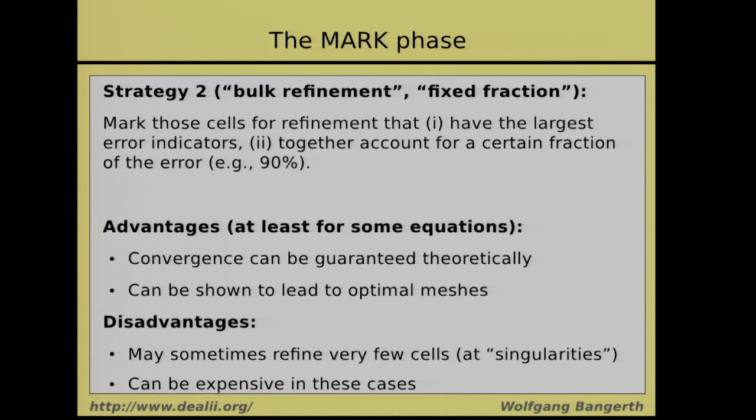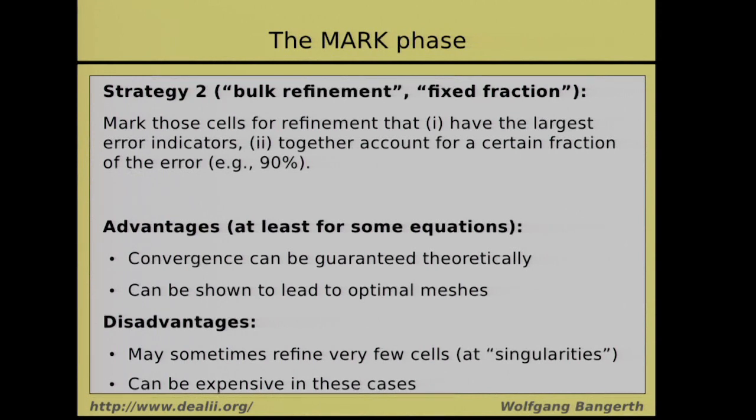We often phrase this in the following way: I want to find that set of cells that together, for example, account for 90% of the error, but among all of the possible sets that do this, I want to choose the smallest set. So in other words, those cells with the biggest error indicators. If I use this strategy, then I can sometimes show that that leads to convergence, and not only that, but that in fact it leads to meshes that are optimal in some sense.